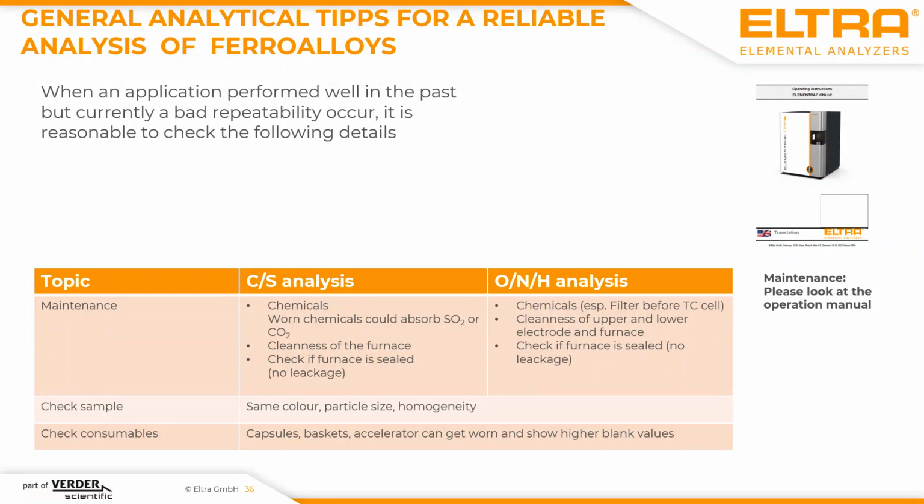And this could be the same for every tool you use. Every tool you use for combustion and inert gas fusion can influence your results. And for oxygen and nitrogen analysis, the chemical status is even more important in comparison to CS analysis. Especially the filter before the TC cell can influence the nitrogen content in a dramatic way, because a 20 ppm standard can deliver 2000 ppm of nitrogen when you don't replace the chemicals before the TC cell.